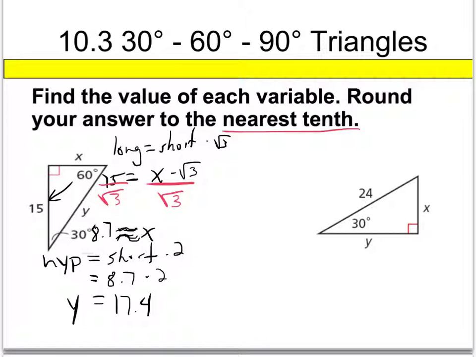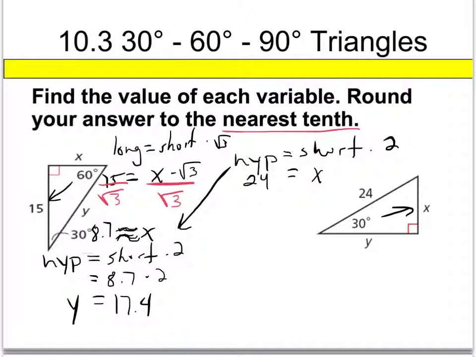Okay, this next one, let's see how you did. Again, we know our hypotenuse. Our hypotenuse is equal to the short leg times 2, same thing as it was over here. This is, again, 30-60-90 degree triangles, not 45-45-90. We know our hypotenuse is 24. Which variable is our short leg? Absolutely, it's going to be our x. How do you know that? Good, it's opposite your shorter angle.